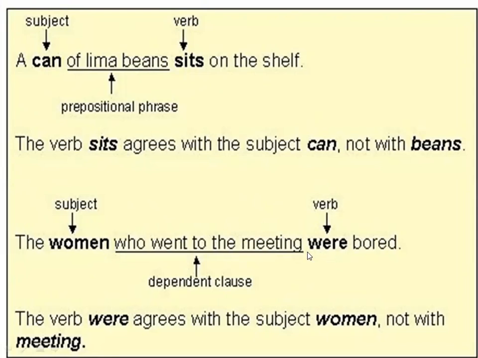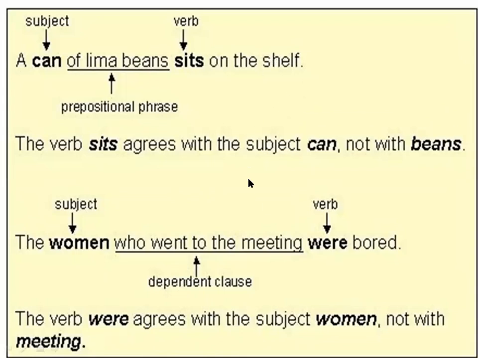So these two things, subject and verb, should agree with each other. Then only your sentence will be correct. The verb were agrees with the subject women, not with meeting. We are not talking about the singular meeting. We are talking about the subject, which is women, which is plural, and we have to use a plural verb here.